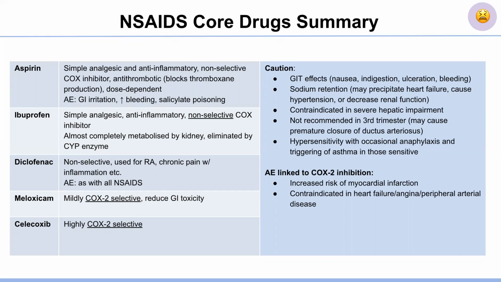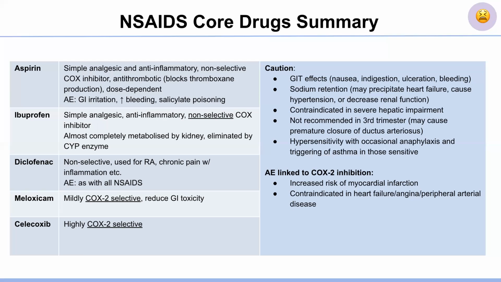You want to be careful with NSAIDs in some particular cases, such as GI ulcers, as we've mentioned. It can also cause sodium retention, so raise blood pressure, cause heart failure, and decrease renal function. It's contraindicated in severe liver impairment. It's also not recommended in the third trimester of pregnancy because it may cause the ductus arteriosus, that fetal connection between the aorta and pulmonary artery, to prematurely close. And there's also hypersensitivity and asthma risk because of the leukotrienes' bronchoconstrictive effect.